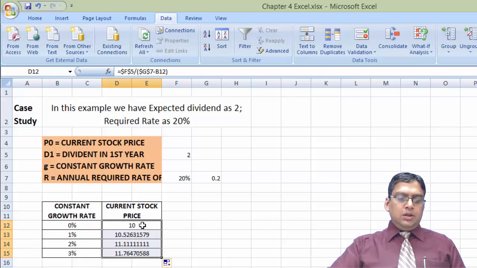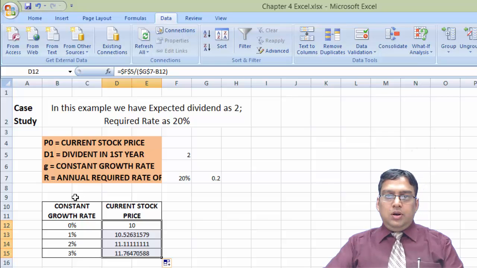First year 10, second year 10.52, next year 11.11, and next year 11.76 according to your 1%, 2%, 3%. That is year wise, and your percentage is changed, growth rate is changed.